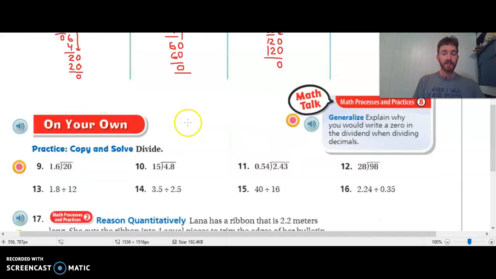Okay, so what you've got for the rest of the day here is just number 9 through 16. You're going to need some loose leaf paper. If you took some graph paper home or you got some with you, use that for sure. And tomorrow what we'll do is some of the word problems. So again, make sure you're good with these ones.